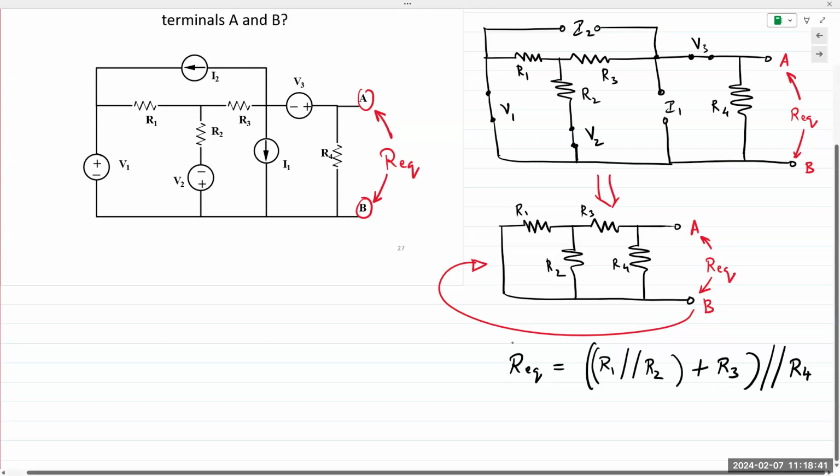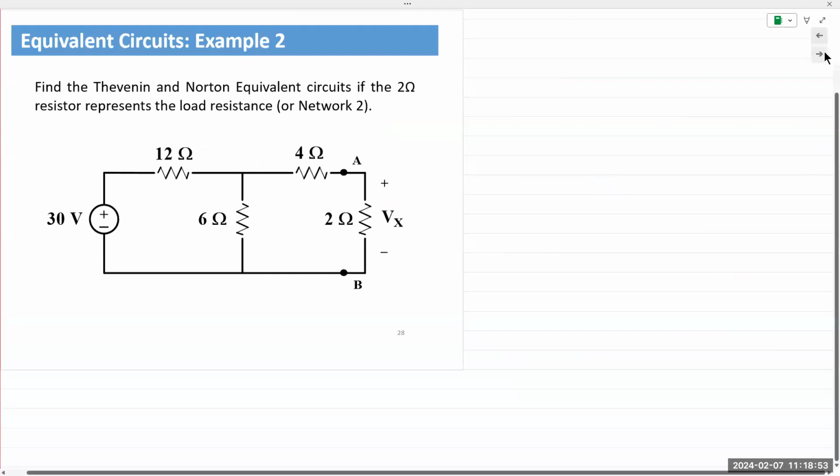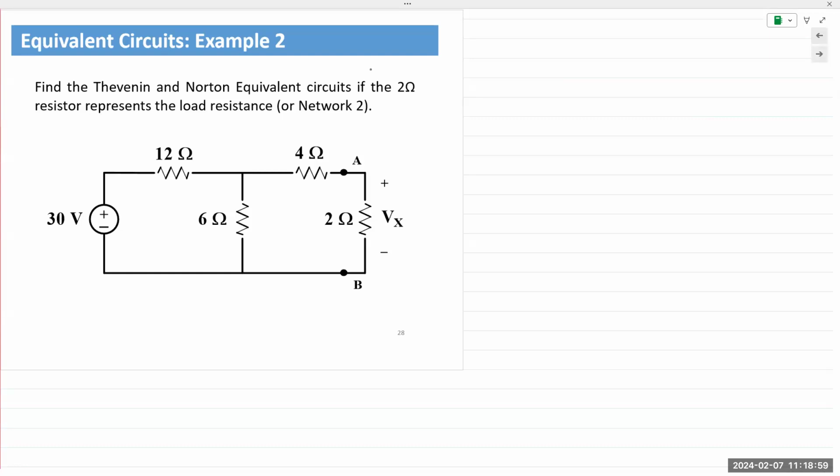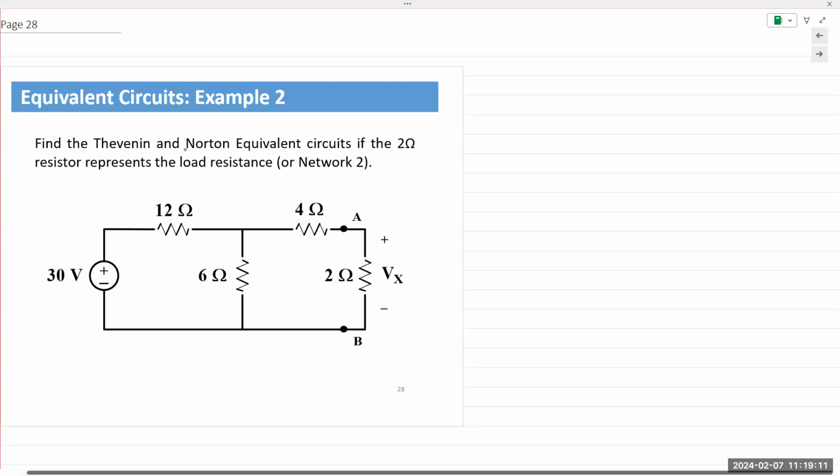All right. Okay, any other questions? Problem setup? Anything? All right, then we move on to example 2. Example 2, and this is a very important point, asks us to find the Thevenin and Norton equivalent circuits if the 2 ohm resistor represents the load.